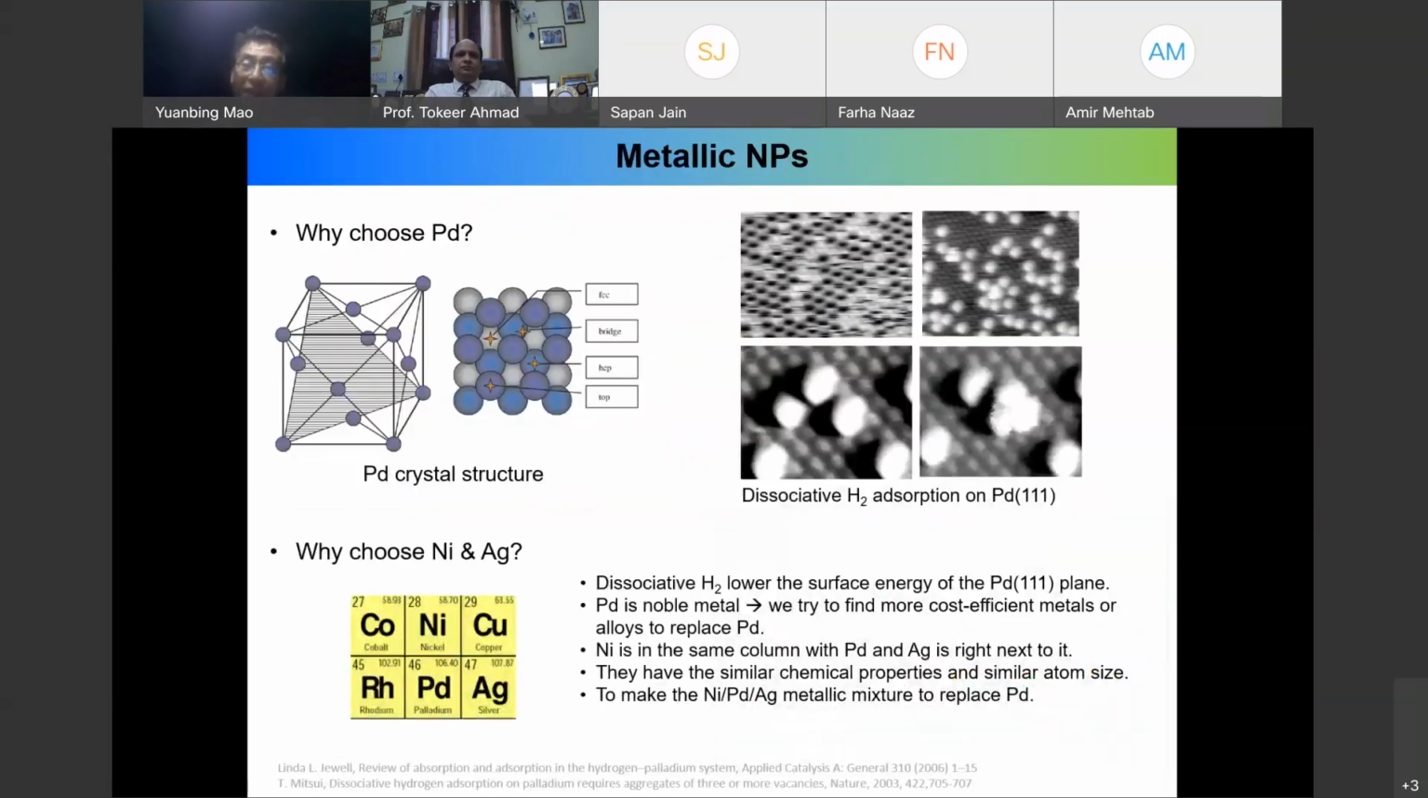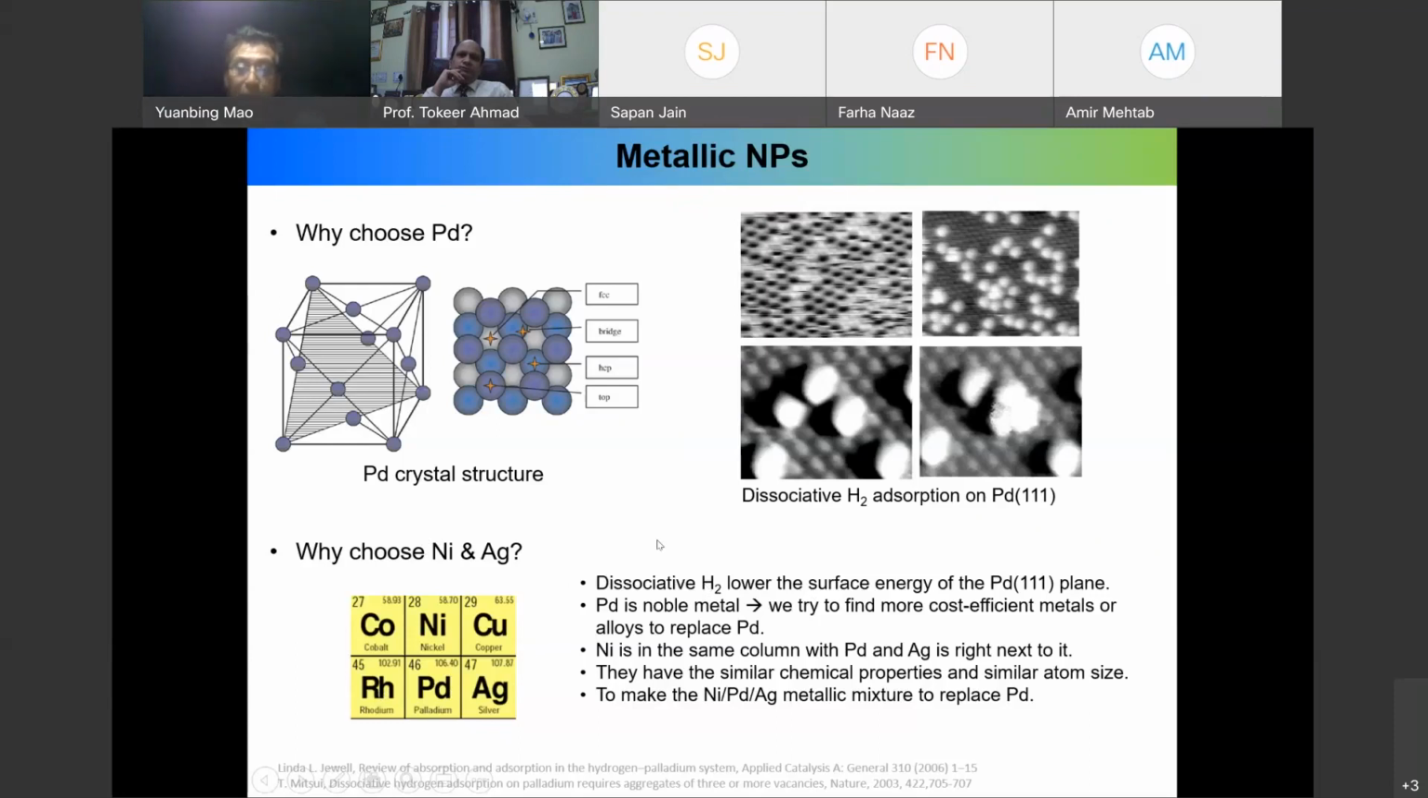And here, in terms of the metals, we picked different ones. Palladium is a good option, because there were studies showing the dissociative hydrogen adsorption on the palladium-111 surface. But when we look at the periodic table, palladium is here, close to nickel, cobalt, copper, silver as well. We don't want to go to rhodium, because it's also too expensive. So that's why here, we chose nickel and silver, right?